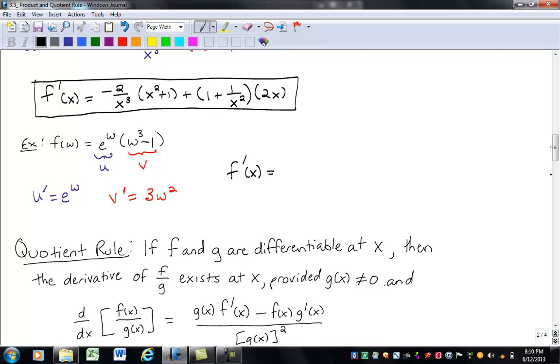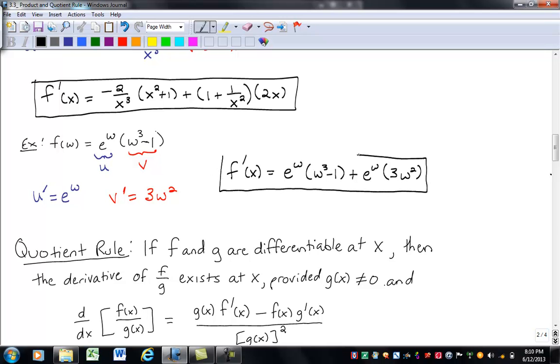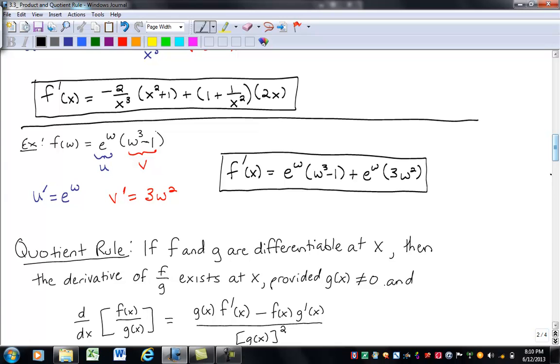But I'm going to do the derivative of the first, that's e to the w, times the second, which is w cubed minus 1, plus the first, u, which is e to the w, times the derivative of the second, which is v prime, which is 3w squared. And you can expand that and simplify it in lots of ways. But again, I'm just concerned that you can show me you know the product rule and when to use it. The hard part is when to identify it.